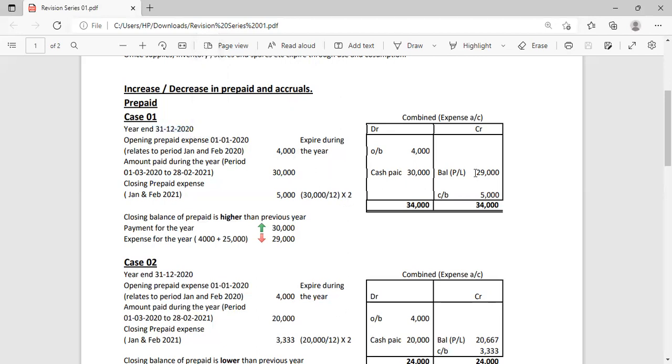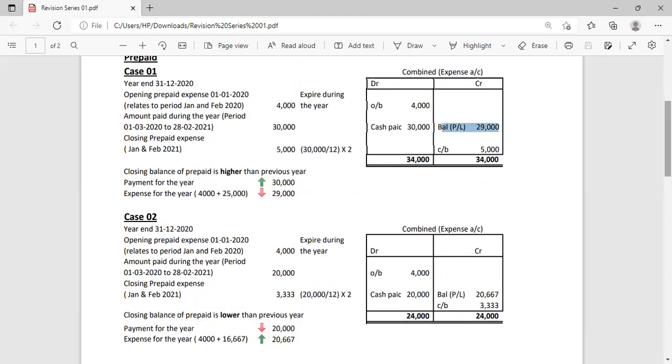You can simplify this by drawing a ledger or a T account. You just place the opening balance, you calculate the closing balance, you write down the cash payments, and what you will get is the balancing figure. This is the expense amount. You will show this amount in the profit and loss account. In where?